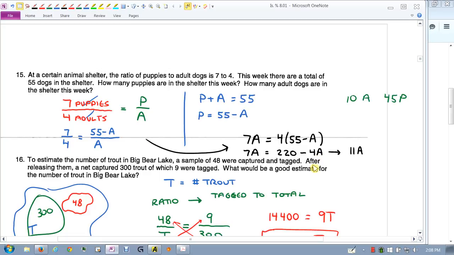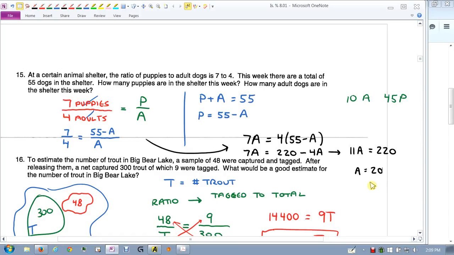All right, you're adding 4A here. You're adding 4A here. So you get 11A equals what? 220. Divide by 11. A is 20.